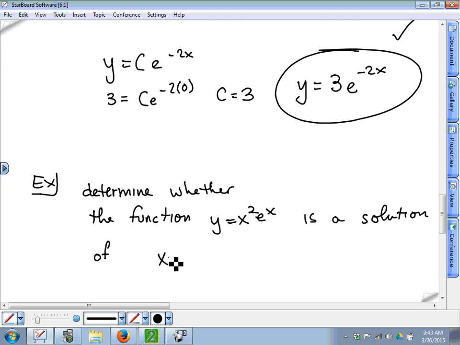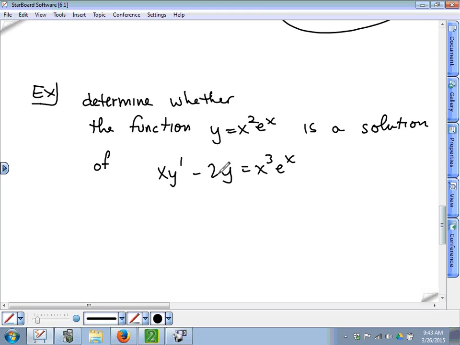And let's use the same differential equation: xy prime minus 2y equals x to the third e to the x. So it's the same differential equation. We just have a new potential solution here. This might be a solution. This might not be a solution. So we've got to put our thinking caps on. We know that y equals x squared e to the x. We don't know what y prime equals yet.